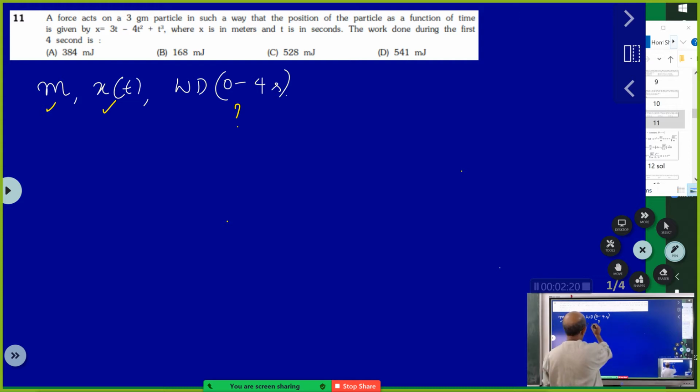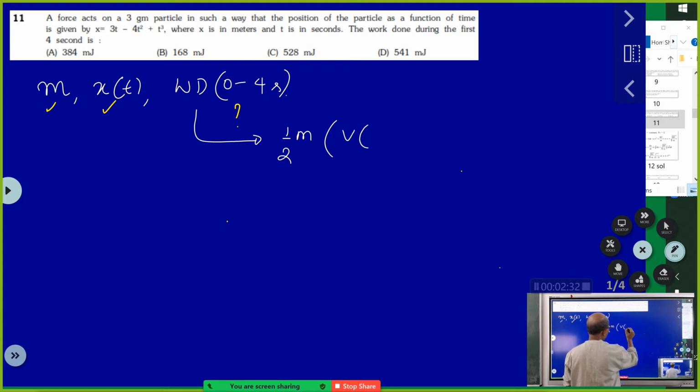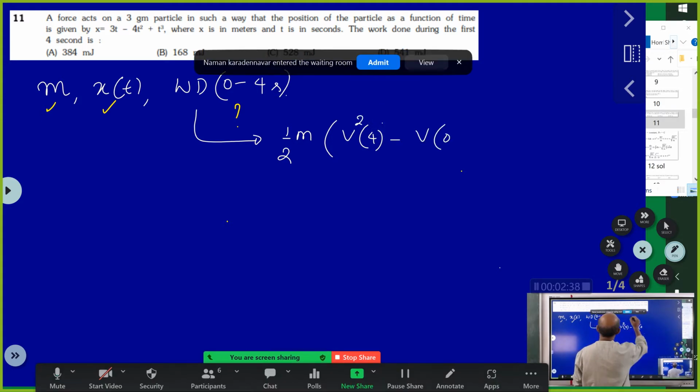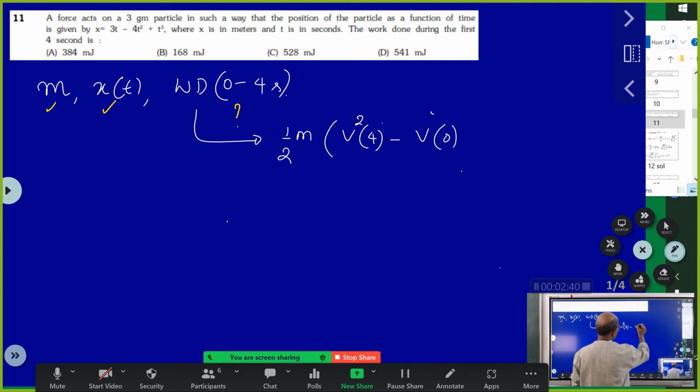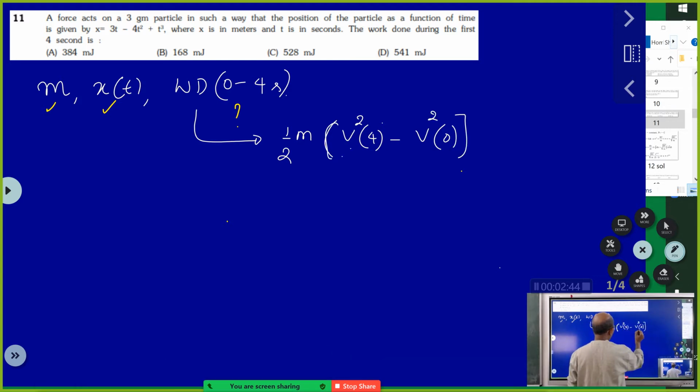So I would go for this. Work done would be half m into v of 4 square minus v of 0 square. But we have to get these two. This is the basic equation.